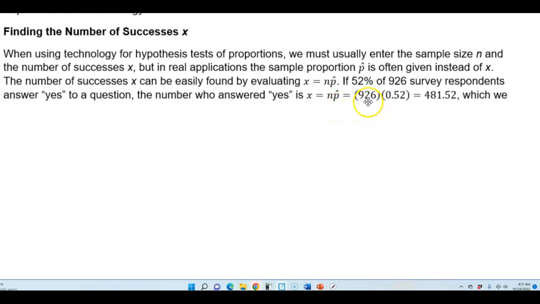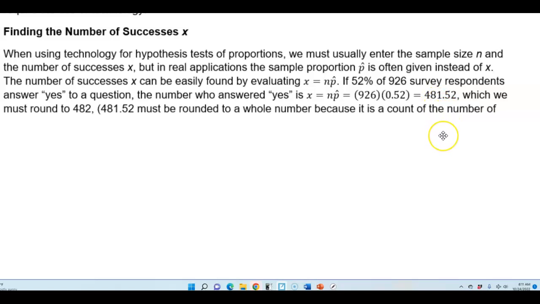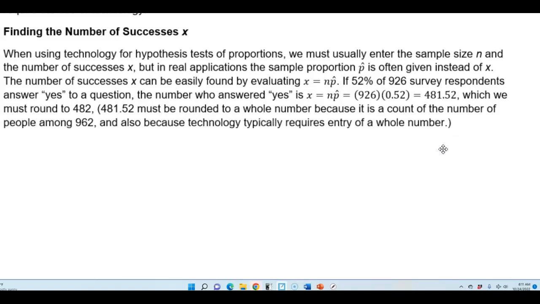If n, the sample size, is 925 and the point estimate is 0.52, multiplying them together gives the value of x to be 481.52, which we must round to 482. 481.52 must be rounded to a whole number because it is a count of the number of people among 962, and also because technology typically requires entry of a whole number.